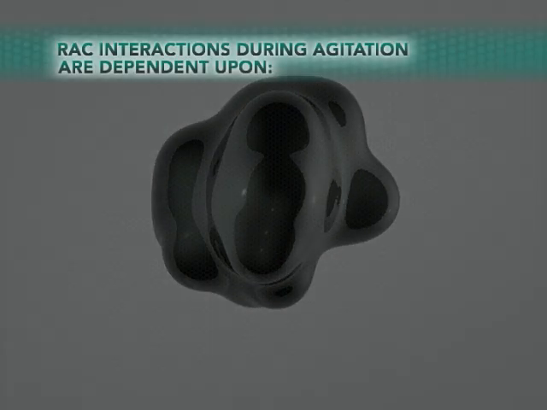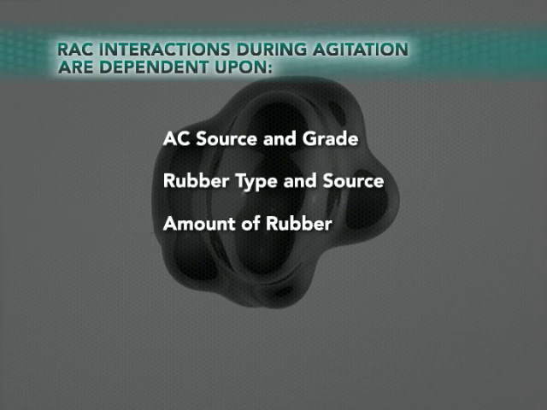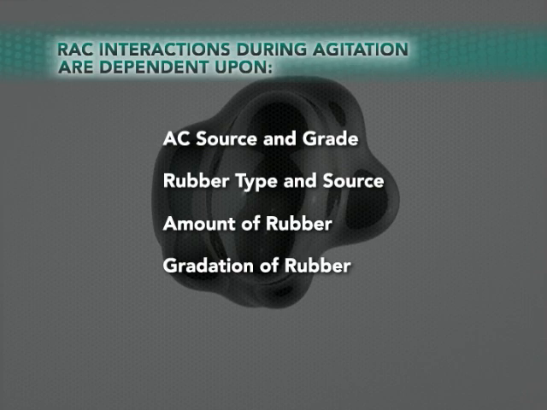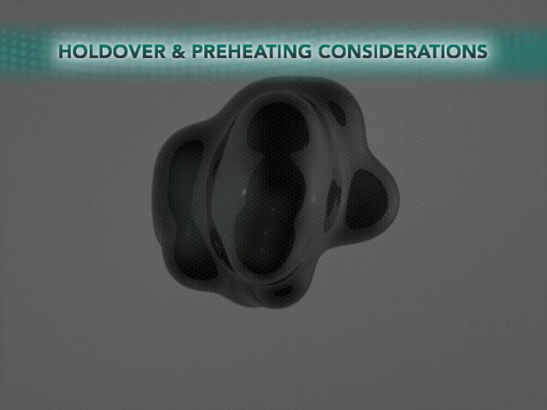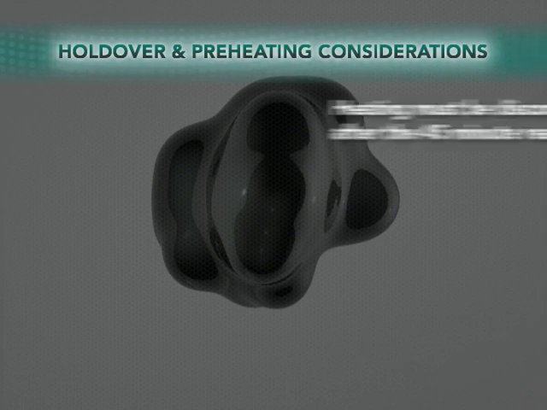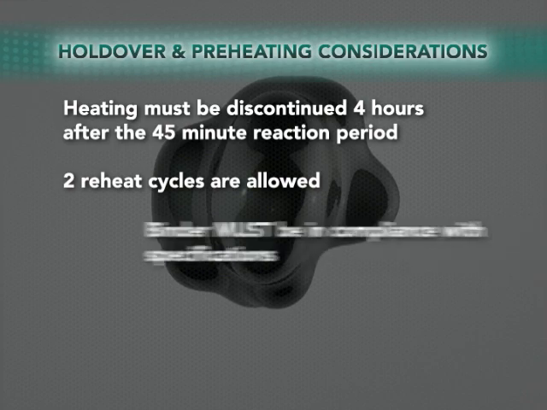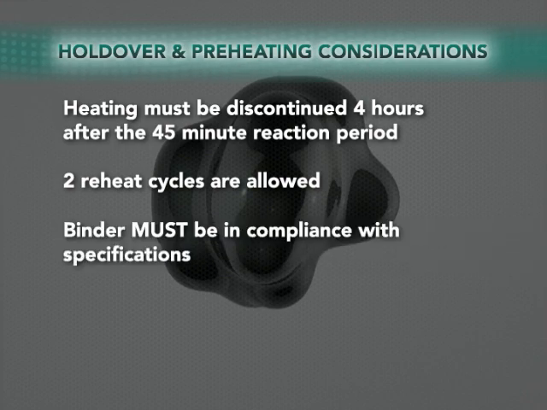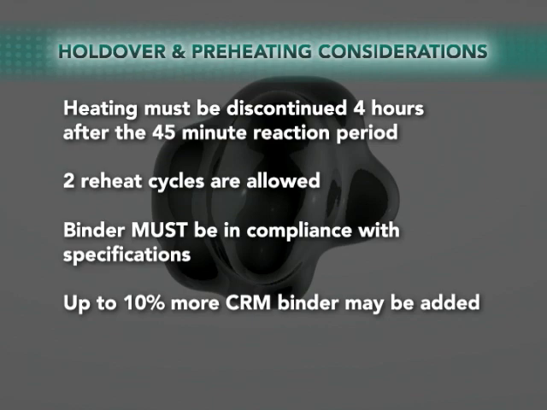During this phase, the interactions depend upon the following 6 items: asphalt cement source and grade, rubber type and source, the amount of rubber, the gradation of rubber, interaction time, and interaction temperature. Holdover and preheating considerations should be noted. Heating must be discontinued 4 hours after the 45-minute reaction period. 2 reheat cycles are allowed. Asphalt rubber binder must be in compliance with the specifications. Up to 10% more CRM binder may be added to restore the viscosity to specified levels.